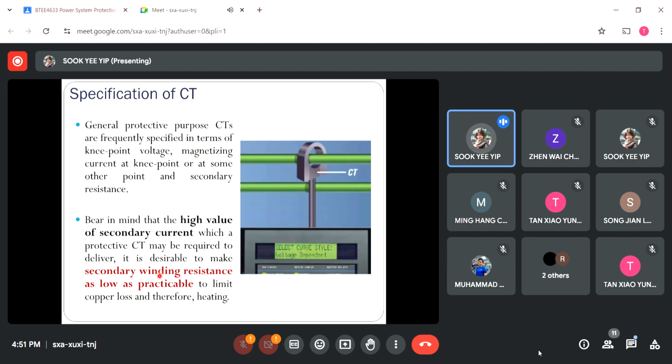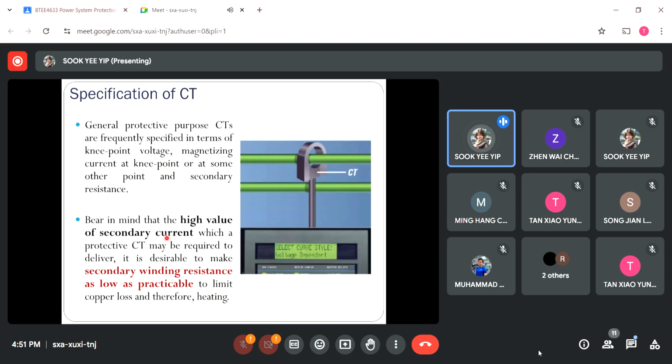As we know, whenever we have current flowing through the wire, it will generate copper loss. So we want to limit the copper loss and hence result in no heating of this current transformer. So how can we ensure this? Whenever you want to get high current measurements, always keep the burden as low as possible. So that's basically the trick behind it.